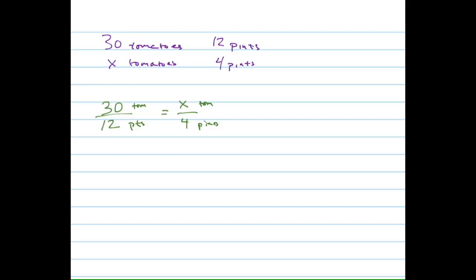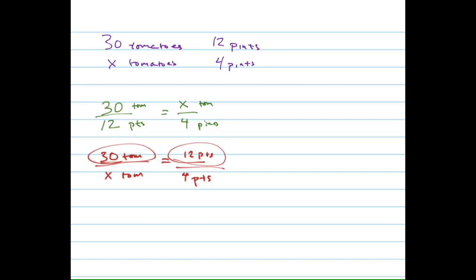Our other option is to say I could do 30 tomatoes over X tomatoes. I could compare the number of tomatoes and the number of pints, but I have to be careful when I do this that I put the number of tomatoes on top and the number of pints on top that come from the same recipe. So since 30 tomatoes makes 12 pints, if I have 30 tomatoes on top, I've got to have 12 pints on top. And then we're looking for X tomatoes to make 14 pints. So you've got to make sure you set up the right order.